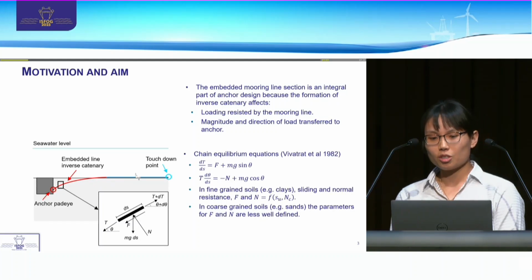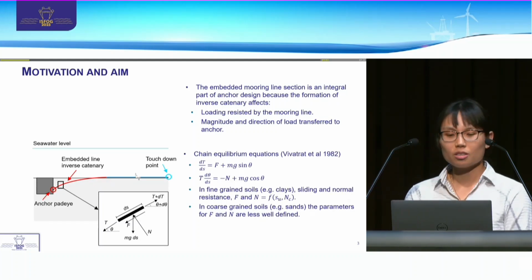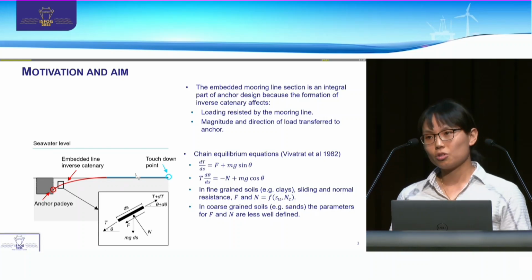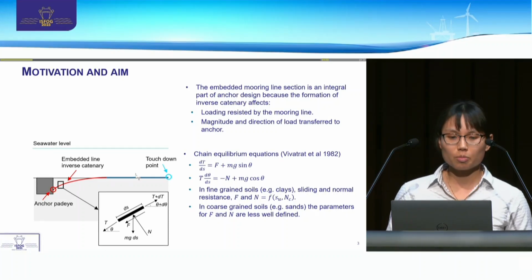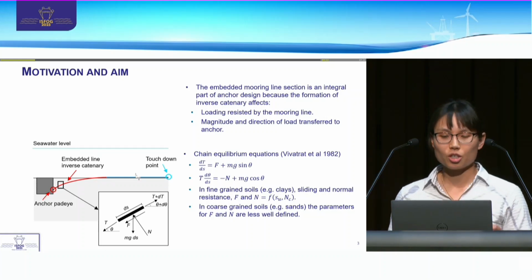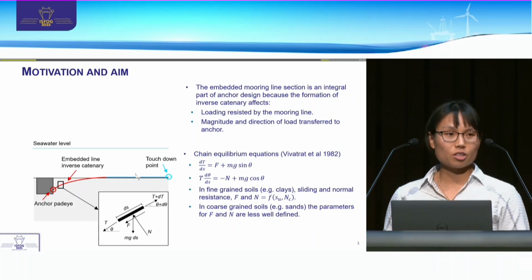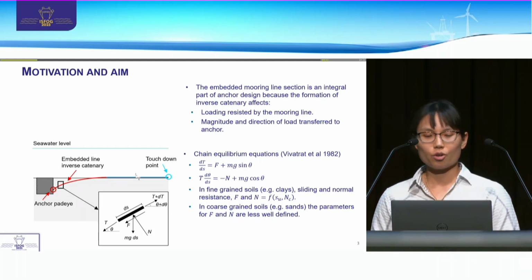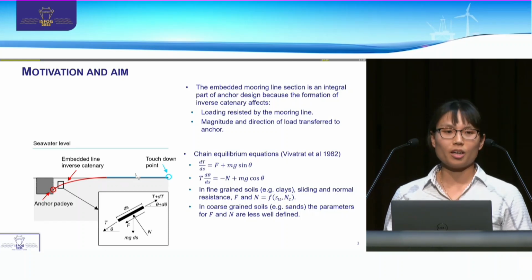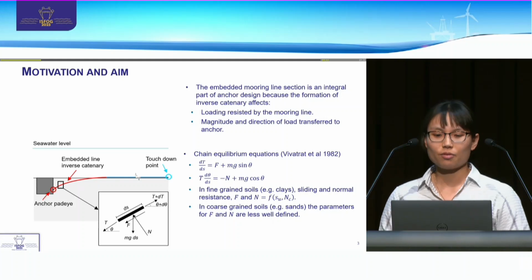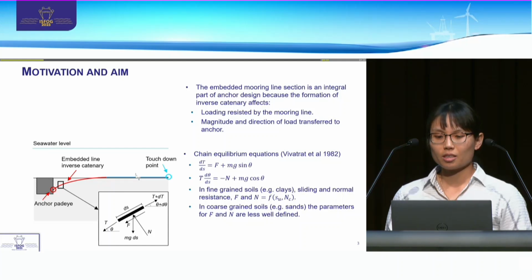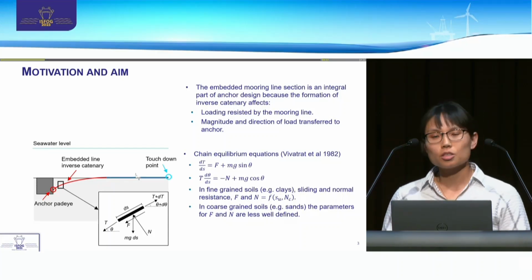Now, there are analytical chain equilibrium equations that describe the forces around each individual element of chain and can be used to calculate the load displacement response, as well as the shape of the inverse catenary chain profile as the chain is tensioned. Now, in fine-grained soils like clay, the sliding and normal resistances in these equations are quite well defined. They're a function of the undrained strength of the clay as well as the bearing capacity factor. But in coarse-grained soils like sand, the parameters for the sliding and normal resistances aren't so well defined.